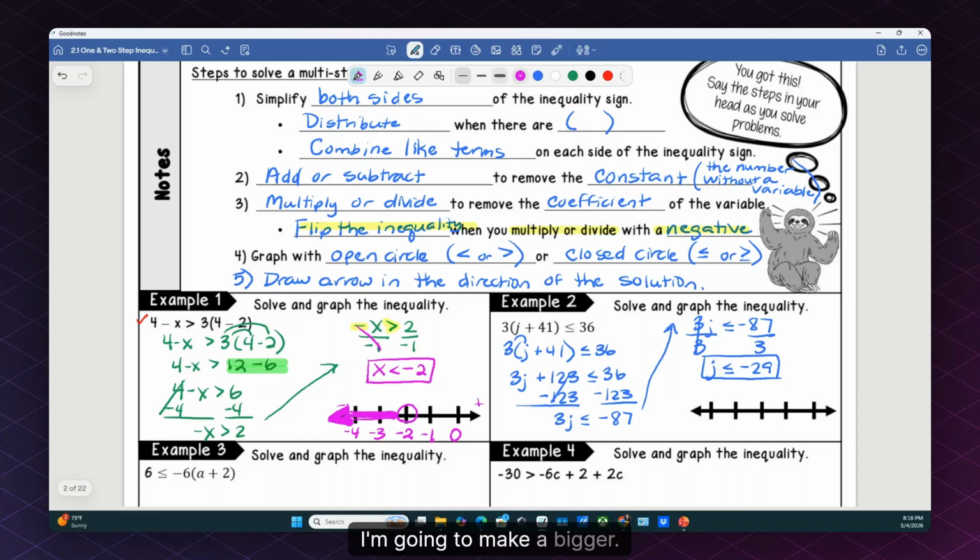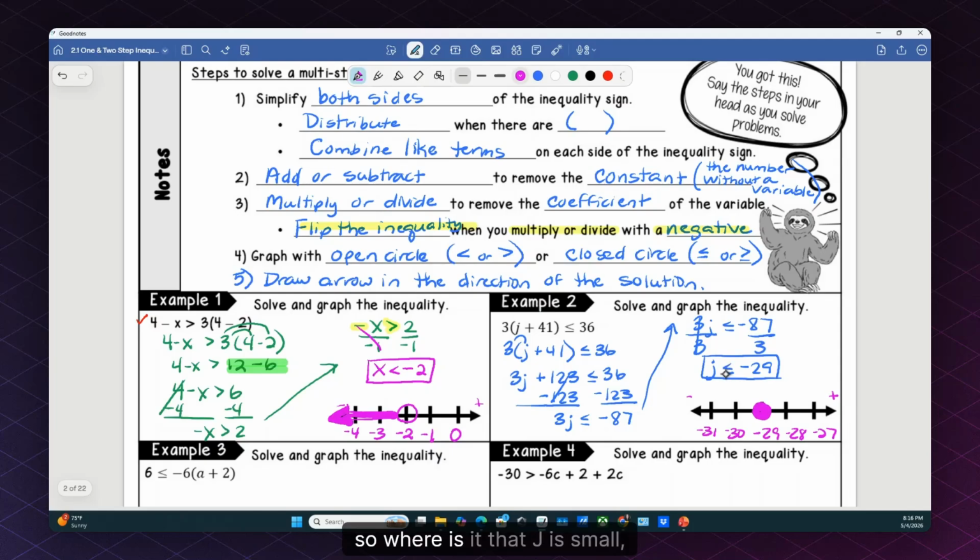Let me see. I'm going to make a bigger one. There we go. I'm going to use a closed circle, and I am looking for numbers. Whoops, I need to write out the numbers. I got negative 29, negative 28, and negative 27. So remember, my numbers are getting larger in this direction and smaller in this direction. So negative 30, negative 31.